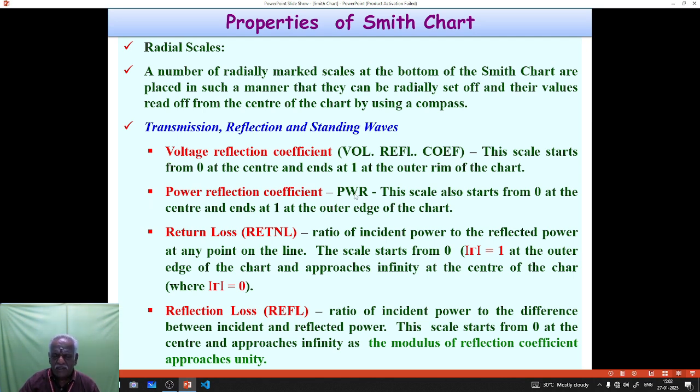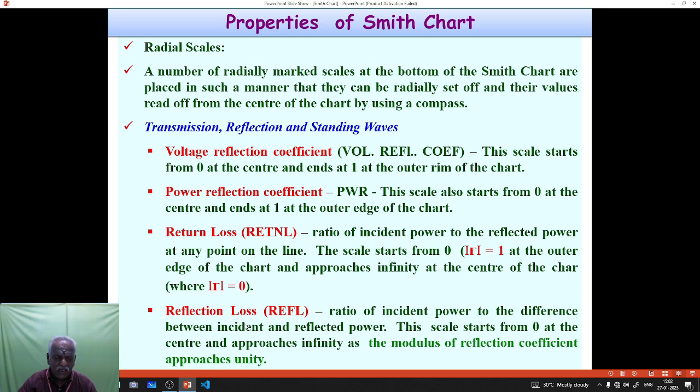Power reflection coefficient. This scale also starts from 0 at the center and ends at 1 at the outer edge of the chart. Return loss, the ratio of incident power to the reflected power at any point along the line. This scale starts from 0 at the outer edge of the chart, where modulus of gamma is equal to 1, and approaches infinity at the center of the chart where gamma is equal to 0. So return loss can also be measured.